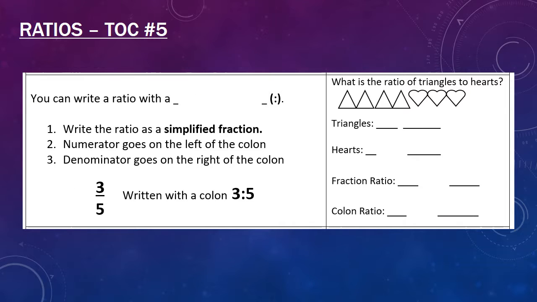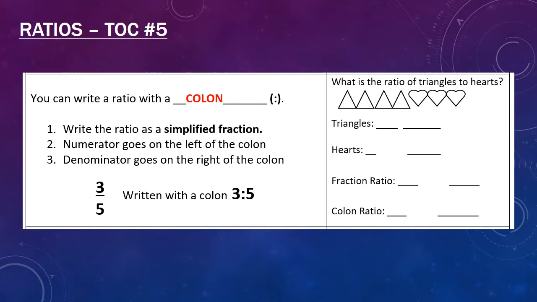You can also write a ratio using a colon, those 2 dots on top of each other that you see in English class, and English is coming into math. That's just an abbreviation that we can use to show a ratio. First, you have to simplify your fraction so you know the simplified ratio. The numerator is going to go on the left of the colon, and the denominator is going to go on the right, or what was given to you first goes on the left, and what's listed second goes on the right. So let's look at this example.